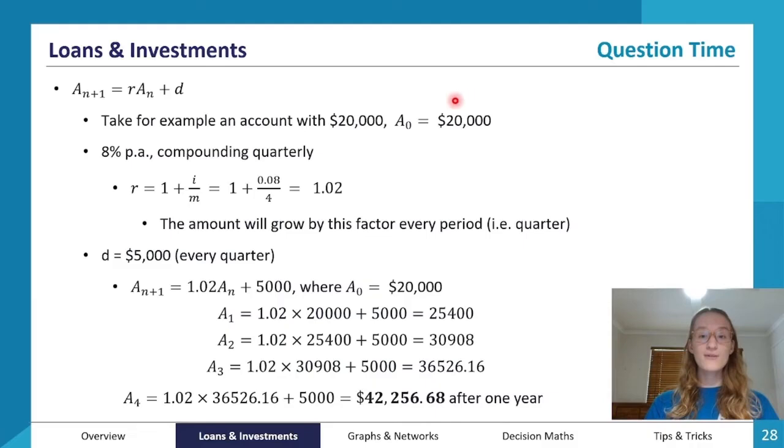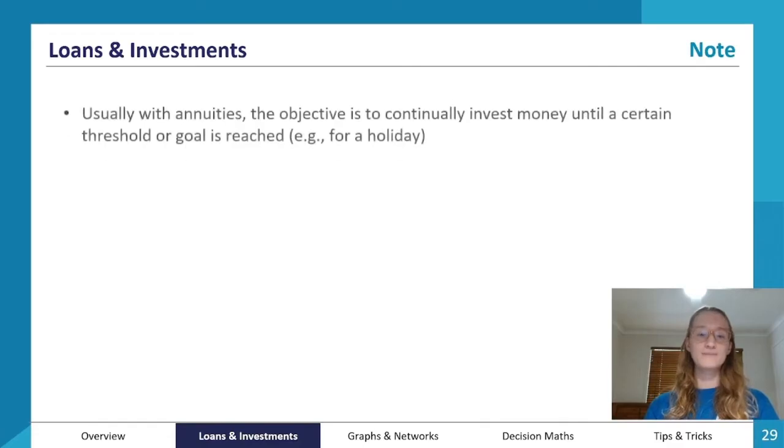So we started with $20,000, we added $20,000 over the course of a year, and that means $2,256.68 is a result of interest. So they've actually earned over $2,200 in interest, which is awesome news for this person. So you can kind of see how an annuity is like the exact opposite of a reducing balance loan.